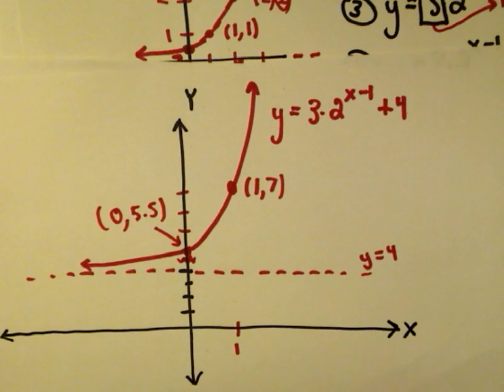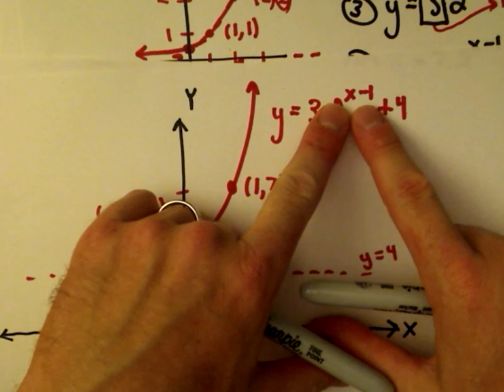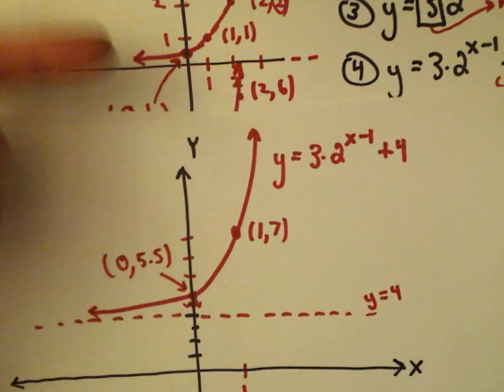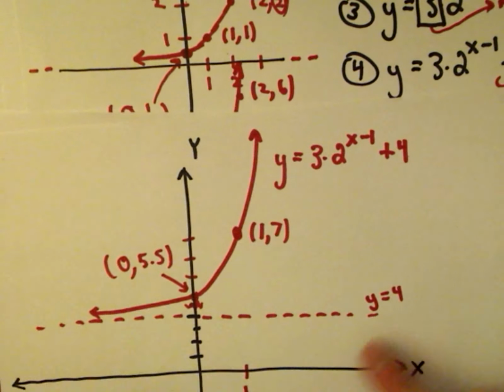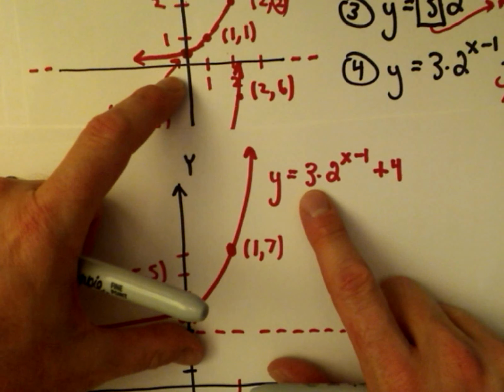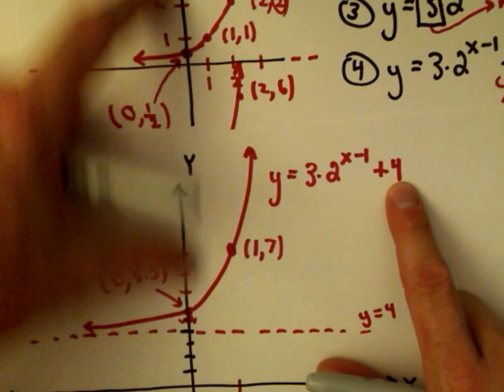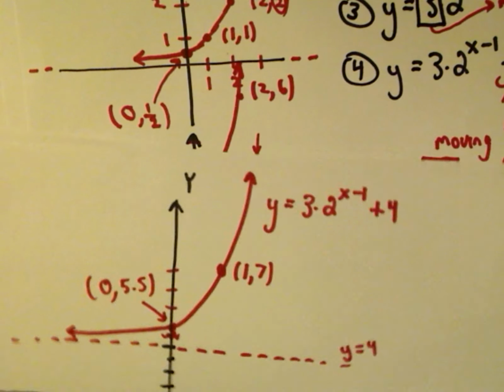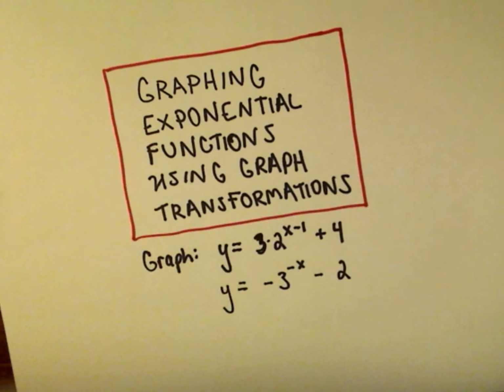So the moral of the story is the x minus 1 takes the original graph and shifts it to the right 1 unit. The 3 stretches it because it's multiplying all the y values by 3. And then the plus 4 moves it up 4 units. All right, so again, I think these can be a little tricky. Once you do a couple, I guess it's like anything, maybe they get easy. Hopefully they get easier.